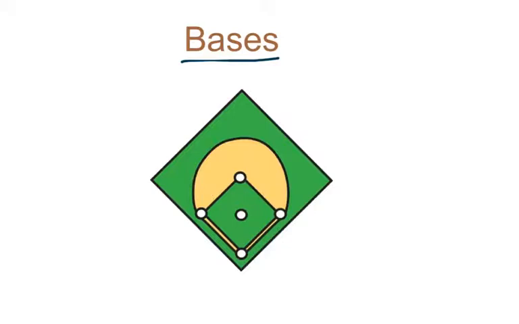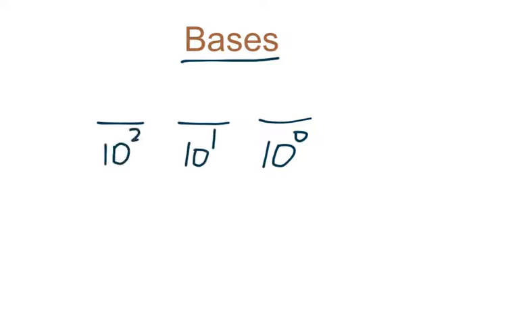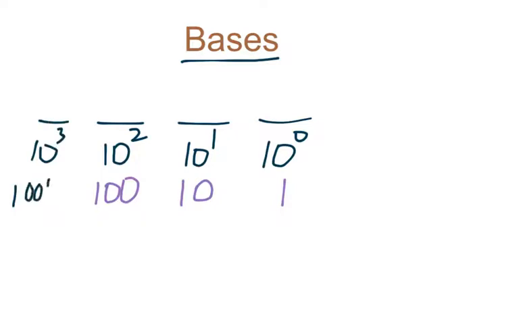So, we normally have base 10, don't we? Base 10 means 10 to the 0 power, 10 to the first power, 10 to the second. What are you talking about? Well, 10 to the 0 power is 1, 10 to the first power is 10, and 10 to the second is 100. So that's where we get the ones place, the tens place, and the hundreds place. And if we were to do 10 to the third, you guessed it, that would be the thousands place.